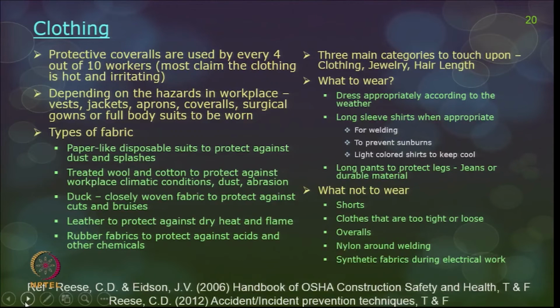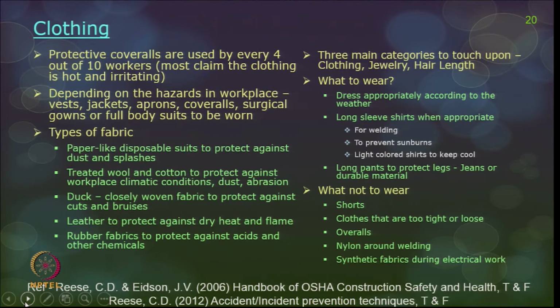Depending on the hazards in the workplace, you have to have additional covering more than the clothing. For example, it can be jackets, it can be aprons, it can be overalls, it can be surgical gowns, or it can be full body suits that have to be worn. If you look at the type of fabric with which all these full body protection comes in, it starts from paper like disposable suits, treated wool and cotton, and then leather material, rubber or plastic material also. It comes with different material as well.